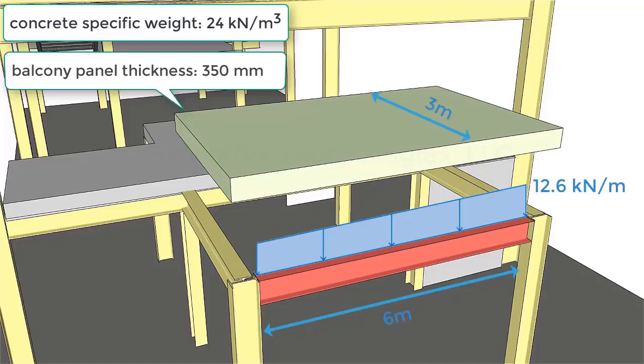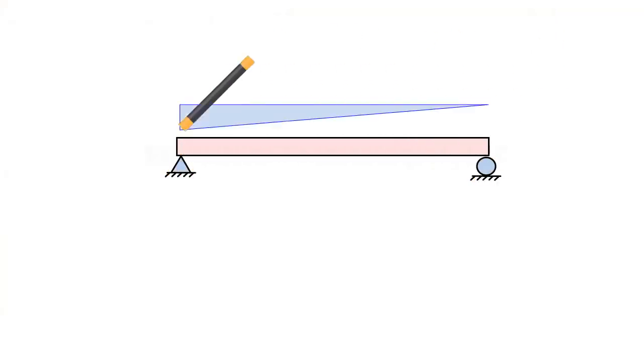How did I arrive at this value? I multiplied the specific weight of concrete by the thickness of the slab, multiplied the result by 3 meters, the width of the slab, and divided it by 2, since half of the weight is going to be supported by the beam on the other side of the slab. Here is the beam subjected to the distributed load.